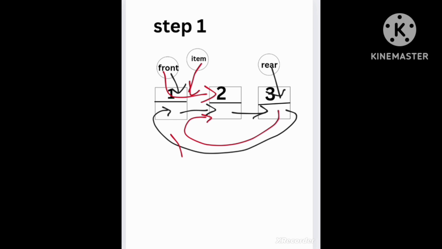Now let us diagrammatically understand the deletion algorithm. For that we will first connect our item pointer to the node at the front pointer of the circular queue, and simultaneously we will update the rear and front pointer to the node present next to the front node, and then we have to release our item node, that is the one value from the circular queue. So in this way the step is repeated until the queue is empty or some terminating condition is satisfied.